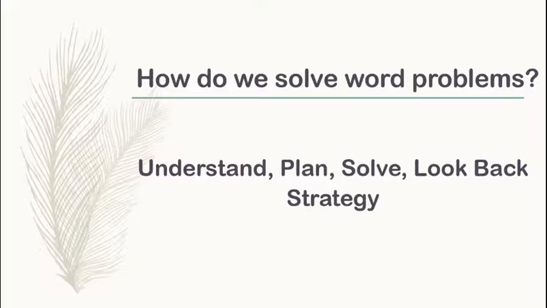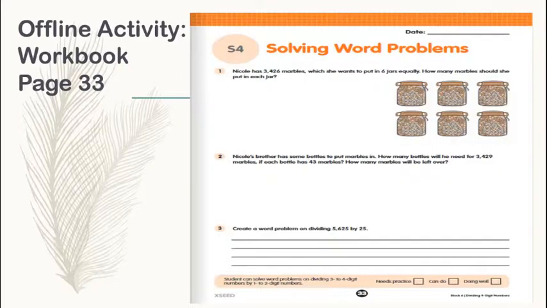Now, I want you to open your content book and read your block 6, lesson 4, so you can have more learnings about these 4 strategies. After reading it, you need to do your offline activity in your workbook, page 33. Then you need to submit it in our Google Classwork.